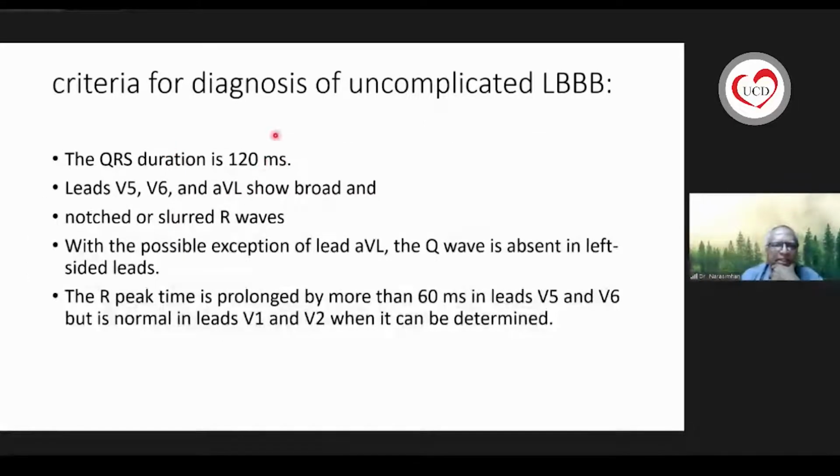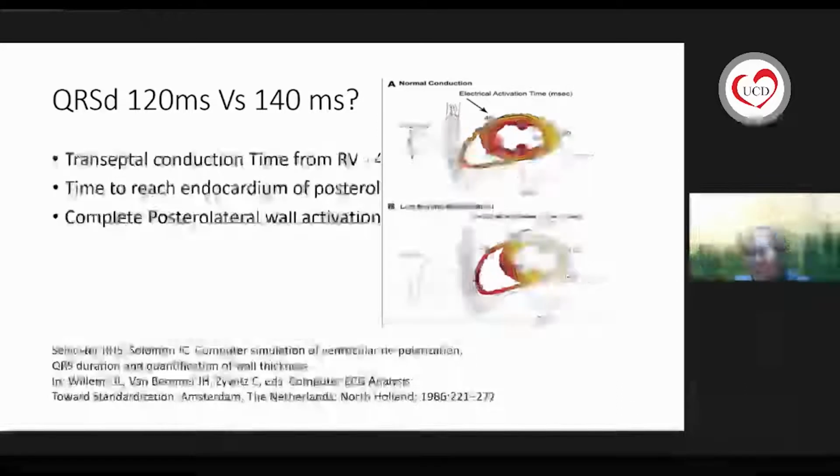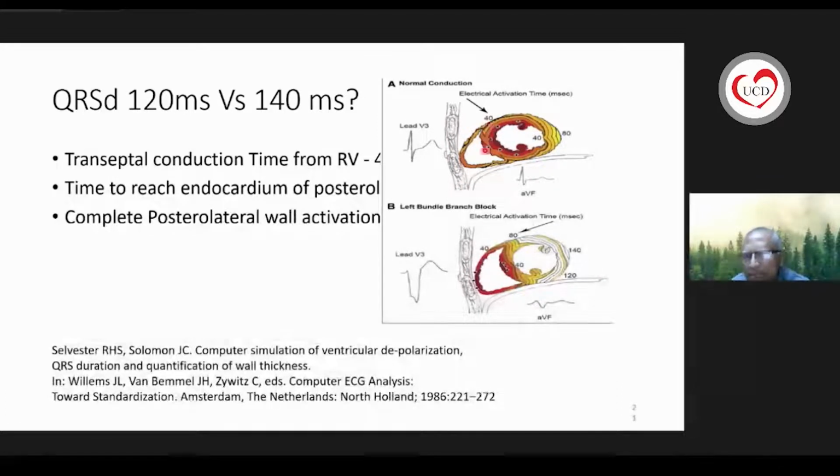Again, the typical criteria is 120 milliseconds or more, and we typically look for a notching or a slurred R wave in V5 and V6, and the R peak time is prolonged. Why is this relevant? Because if you look at the transeptal activation time, the interventricular septum, the right bundle gets activated first. From the right to the left, it takes about 40 milliseconds, and another 40 milliseconds, the whole of endocardium gets activated. Then the second notch is predominantly because of a late activation of the epicardium.